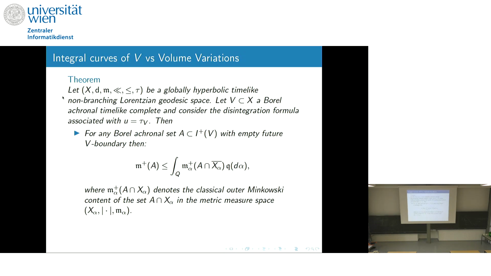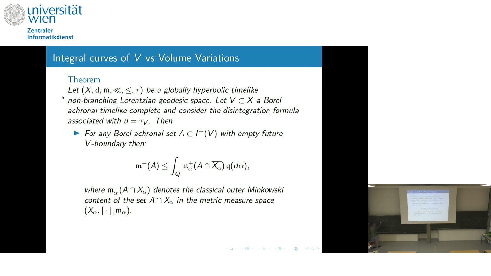Okay, so now the point is that you want to compare the time separation function with V. And what happens here is that actually you can bound from above. So the crucial part of the inequality is written in this inequality here. So this means that if you have a Borel chronal timelike complete subset V, and you consider this decomposition on its future, both in terms of measure and in a set theoretic sense, if you have a Borel chronal set A in the future with empty V boundary, so it means that really you lost this component of the boundary producing bad behaviors, then its area can be bounded from above by reconstructing the one-dimensional contribution.